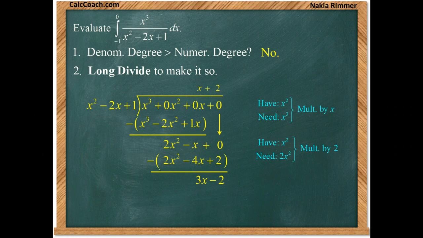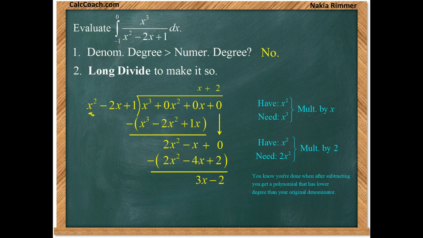How do you know when you're done? When the degree of your original denominator is more than the degree of where you're at in that part of the long division. That's when you know you're done.